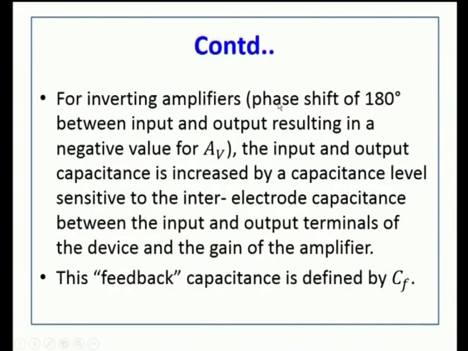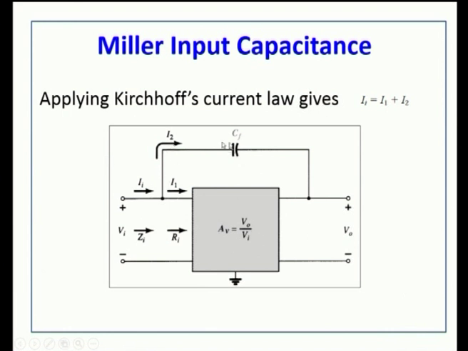The effect of the Miller capacitance in the inverting amplifier can be seen now. An inverting amplifier gives you a 180 degree phase shift between the input voltage and the output voltage. For these amplifiers, the input and output capacitance is increased by a capacitance level sensitive to the effects we have seen: the inter-electrode capacitance between the input and output terminals of the device and the gain of the amplifier. This feedback capacitance is defined by CF in the network.